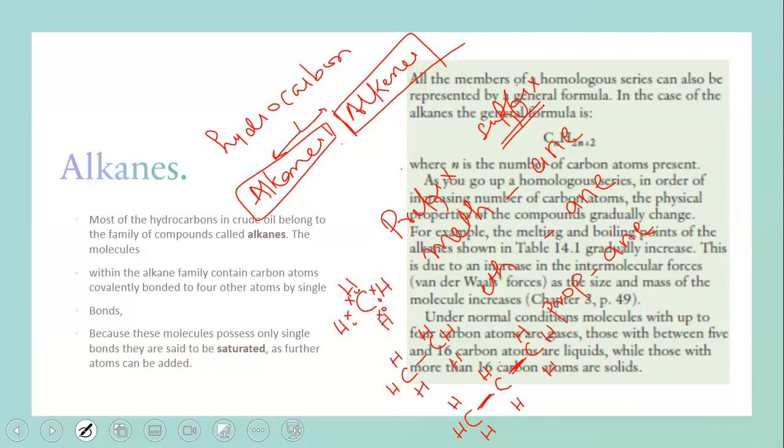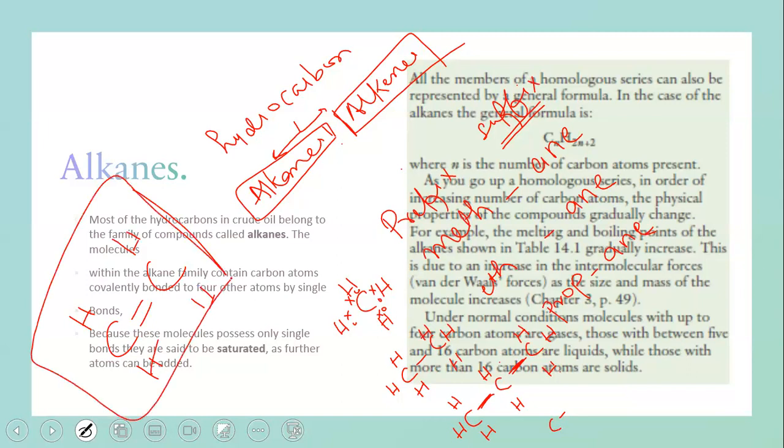Right? Similarly, there will be 2 covalent bonds if there are double bonds between carbons. If there is a double bond between the carbons, then it will be ene. So if there's a double bond between the carbons, then it's going to be ene. If there's a single bond between the carbons, then it's going to be ane.